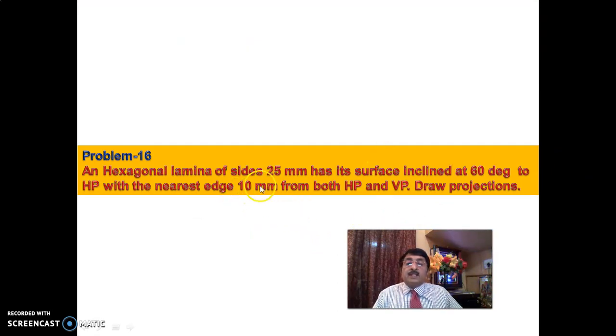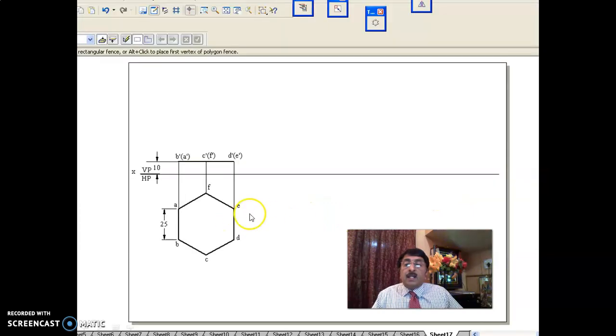Now you see, hexagonal lamina of size 25 has its surface inclined at 60 degrees to HP with the nearest edge 10 mm from both HP and VP. You see here. Now be careful. It is same as previous. Small change we have made. Same hexagonal lamina of size 25 has its surface inclined at 60 degrees to HP with the nearest edge 10 mm from both HP and VP.